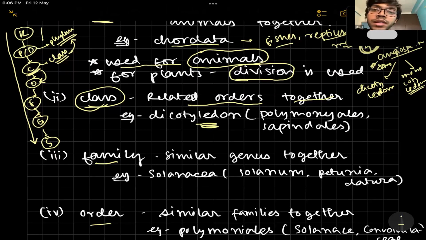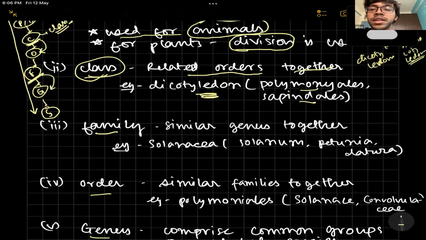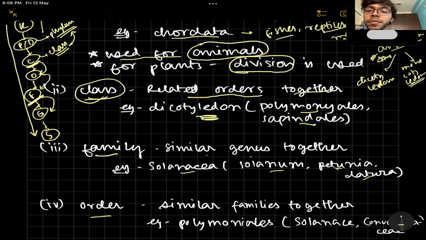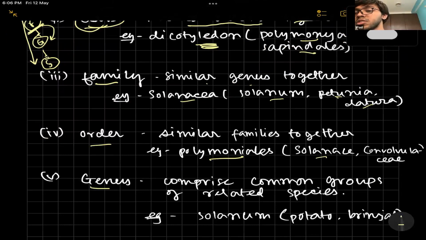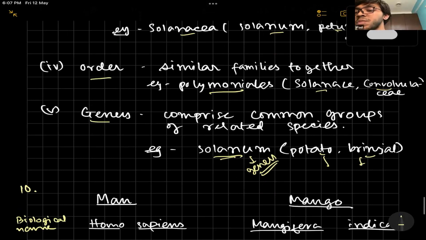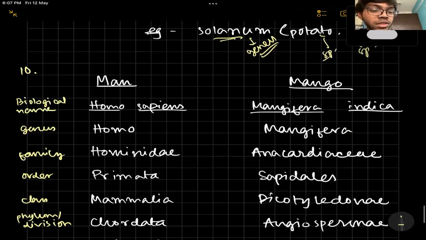Now coming to family. In a similar way, you can say that similar genera together comprise a family. An example is Solanaceae. It includes the genera Solanum, Petunia, and Datura. Now the definition of order will be: similar families together comprise an order. An example is Polymoniales, and it comprises the families Solanaceae and Convolvulaceae. Another example is Solanum. Solanum is a genus that comprises potato and brinjal. These are individual species.